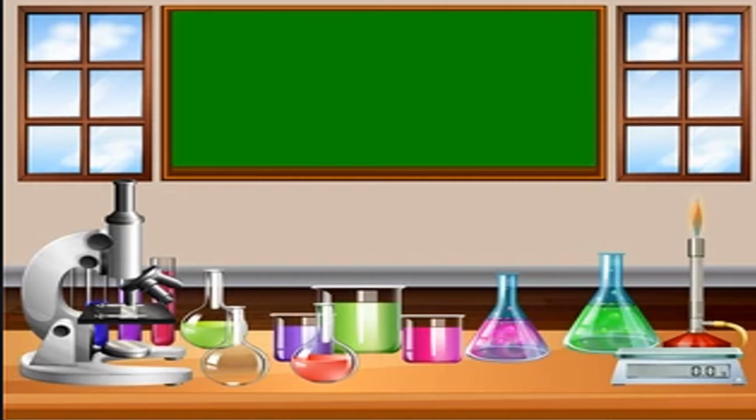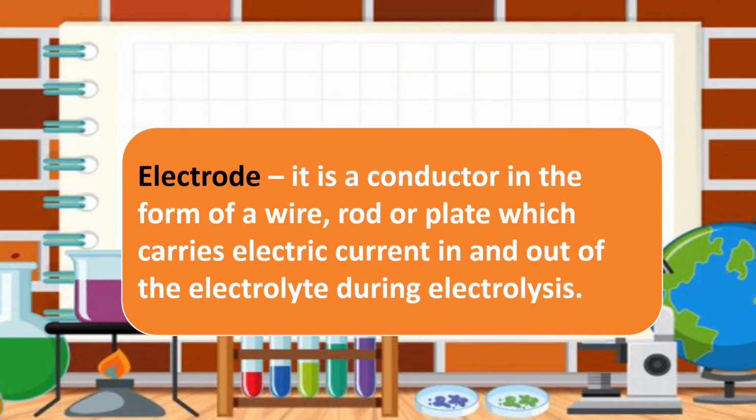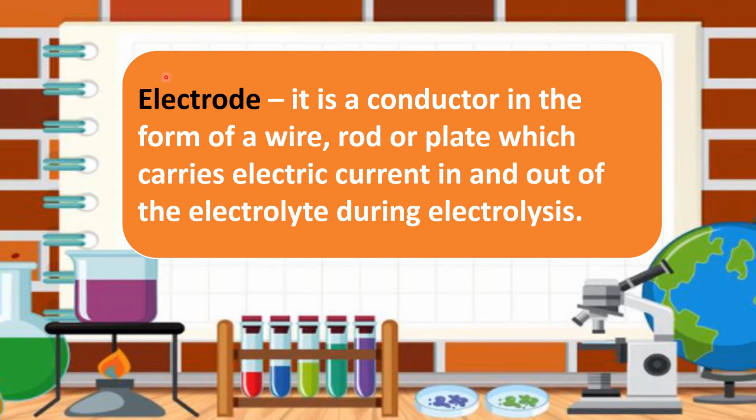Hello everyone, for today's topic you're going to learn about the classification of electrodes. So how do you define electrode? Electrode is a conductor in the form of wire, rod, or plate which carries electric current in and out of electrolyte during electrolysis. So I hope that you still remember our previous topic, which is all about electrochemistry.